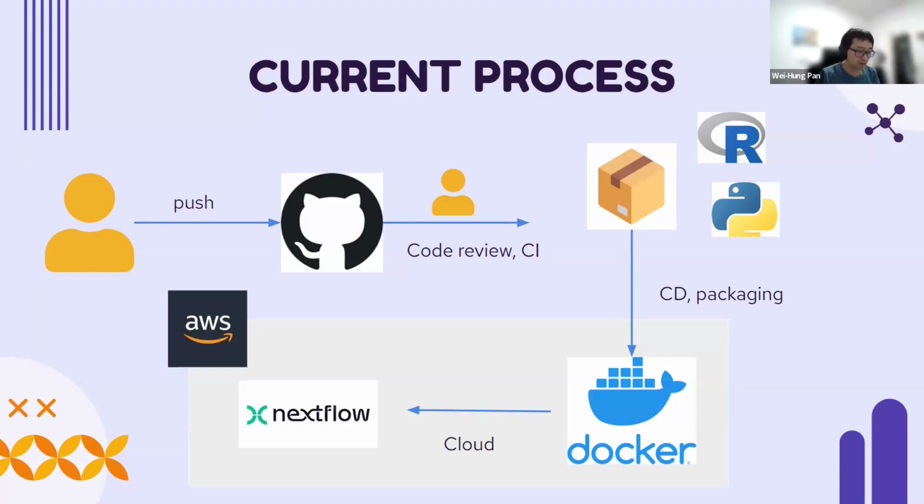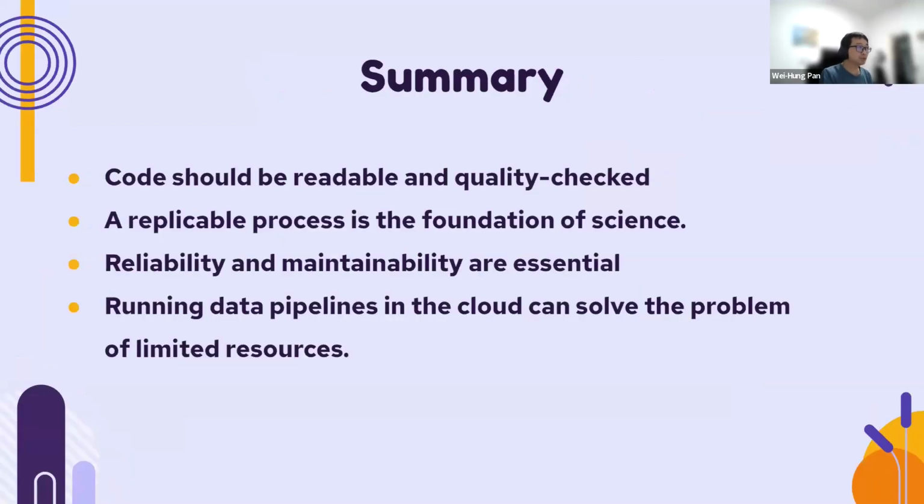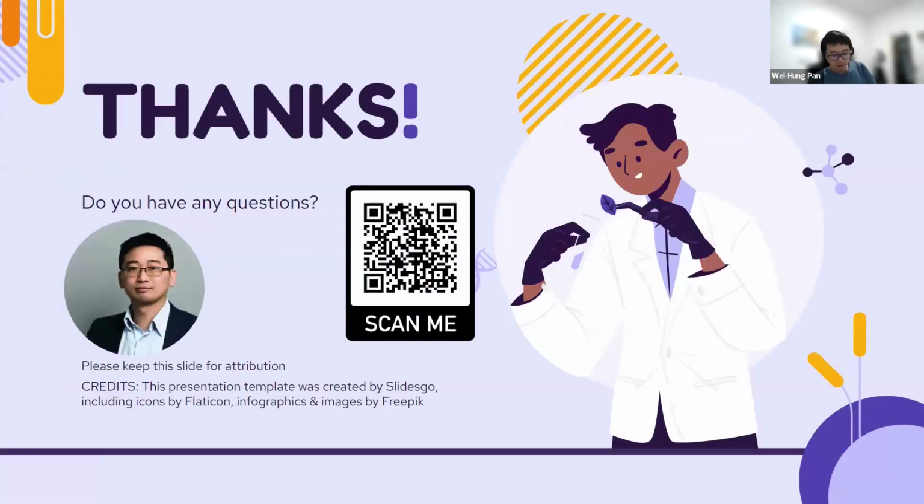There's a saying: if you are hit by a bus, what will happen? We want to make sure that if any of our team members is hit by a bus, this pipeline can still work. So this is a summary. Code should be checked. The process should be the foundation of the science. Running data pipelines in the cloud can solve the problem of limited resources. That's the time limit, and thanks.